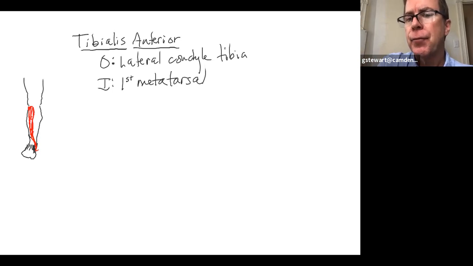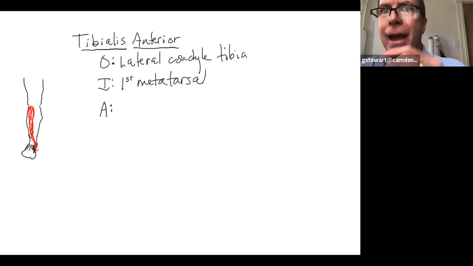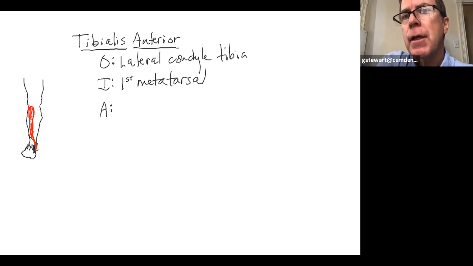And the action is technically the opposite of the gastrocnemius and soleus. So these are antagonistic muscles. The action is dorsiflexion instead of, sorry, getting ahead of myself, instead of plantar flexion. The action is dorsiflexion. That's when you raise your toes, opposite of pointing your toes.